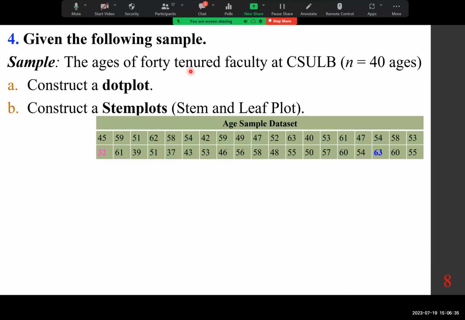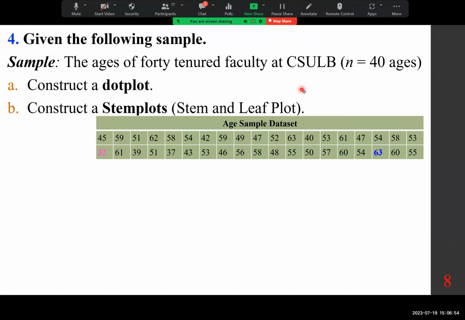The ages of 40 tenured faculty at CSULB, N equals 40 ages, are given as follows. Construct a dot plot, construct a stem plot, or stem and leaf plot as it's called. So let's see what we are doing here.